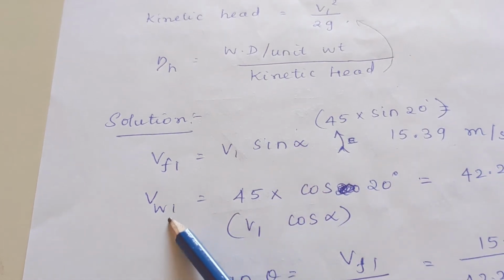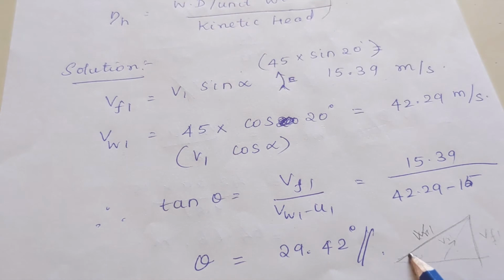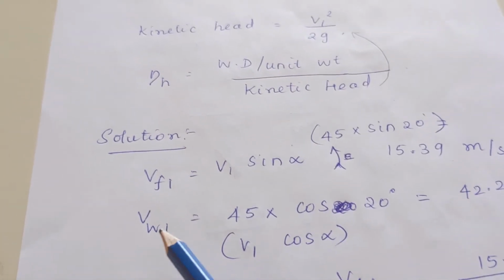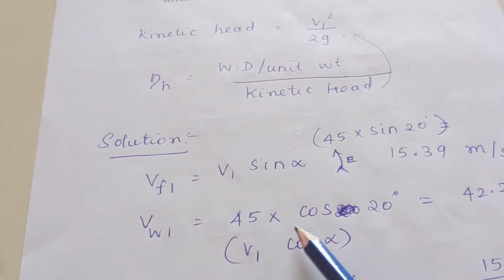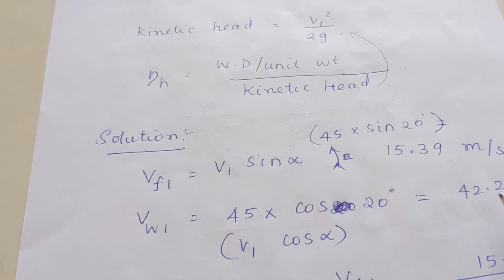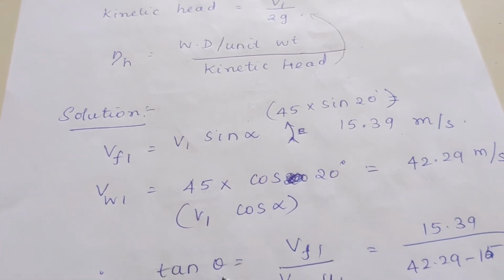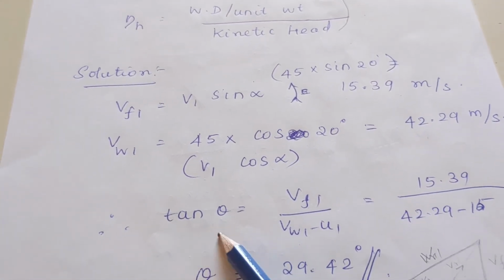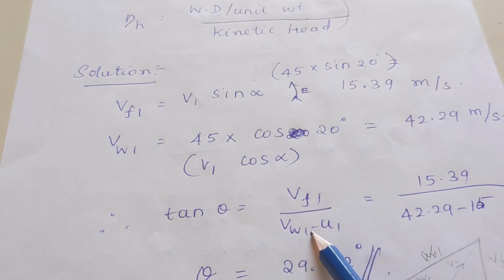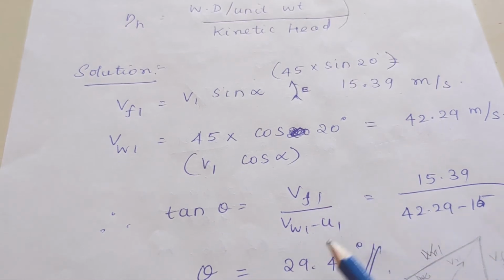And how to find out VW1? VW1 is the adjacent side of alpha. So VW1 is equal to V1 into cos alpha. So V1 into cos alpha, substitute the values and you will get finally the value. After finding this value, substitute in our trigonometric equation. Tan theta is equal to VF1 divided by VW1 minus U1. Finally, you will get what is theta. Clear?